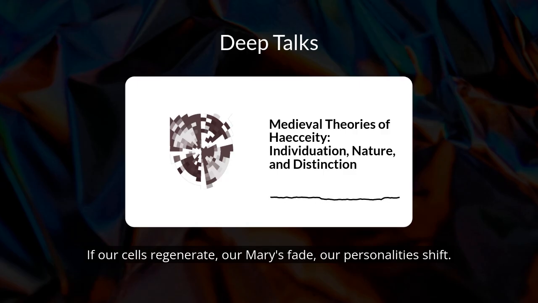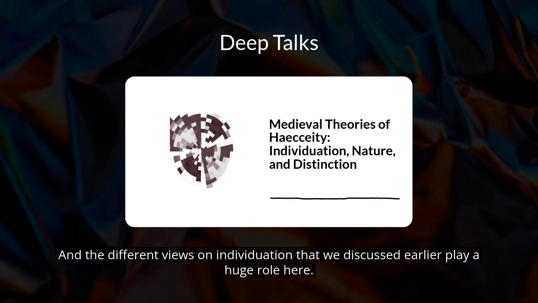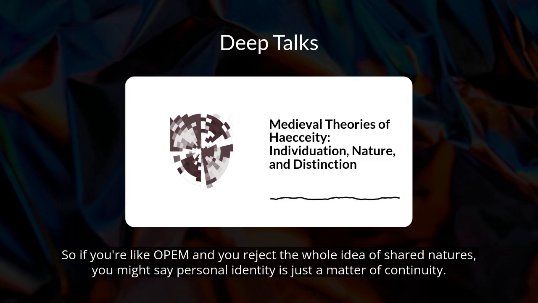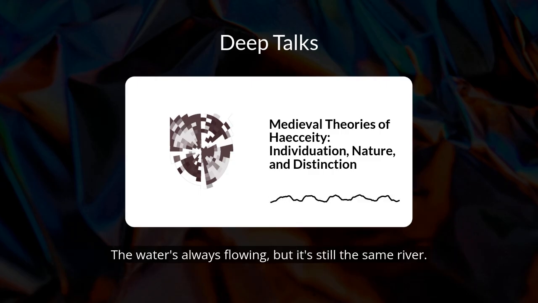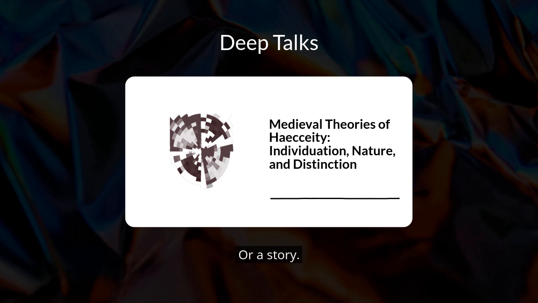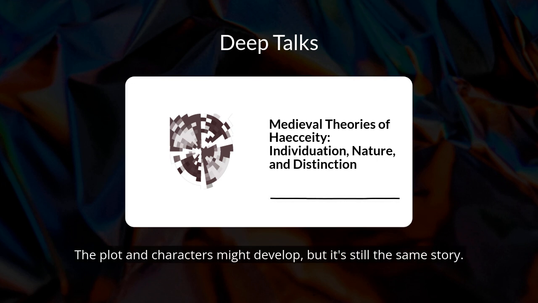Exactly. And the different views on individuation that we discussed earlier play a huge role here. So if you're like Occam and you reject the whole idea of shared natures, you might say personal identity is just a matter of continuity. As long as there's a smooth enough transition from one state to the next, it's the same person even if there are changes along the way. So it's like a river. The water's always flowing, but it's still the same river. Or a story. The plot and characters might develop, but it's still the same story.